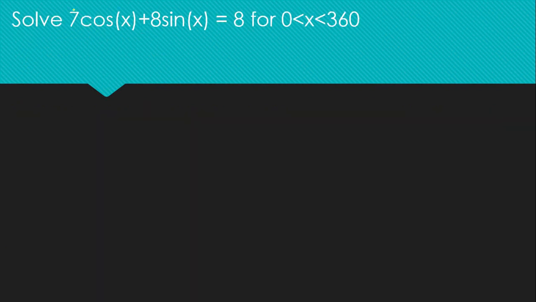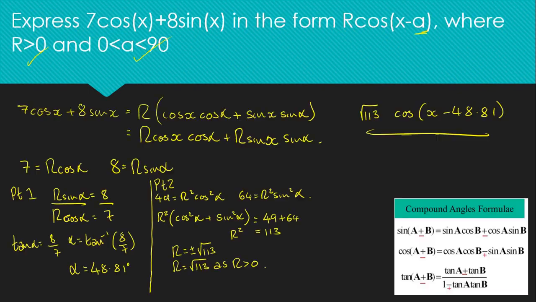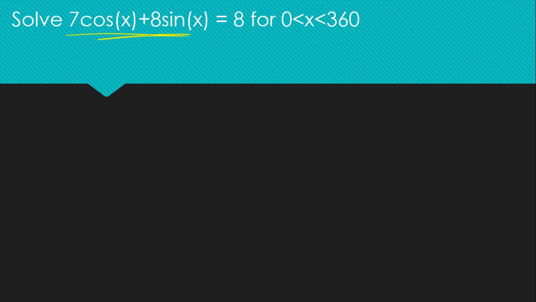Now this says solve that chunk of maths. That chunk of maths was the first part up here. That chunk of maths could actually be written like that. We're saying that that chunk of maths needs to equal 8. So what we've got is root 113 cos(x − 48.81) has got to equal 8, and we're doing that for x going from 0 up to 360 degrees.